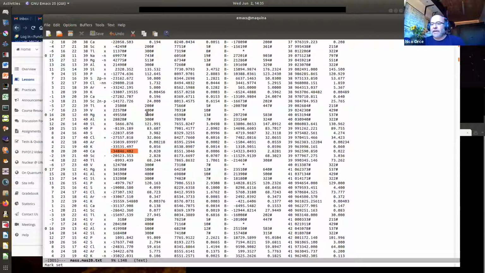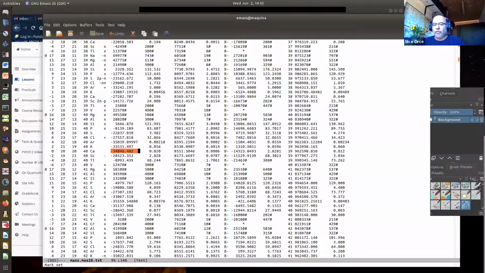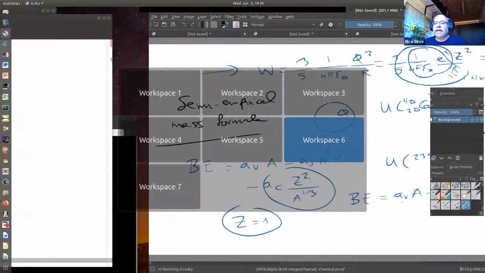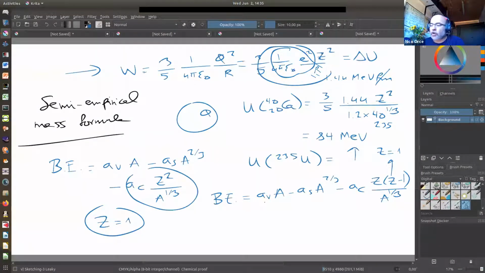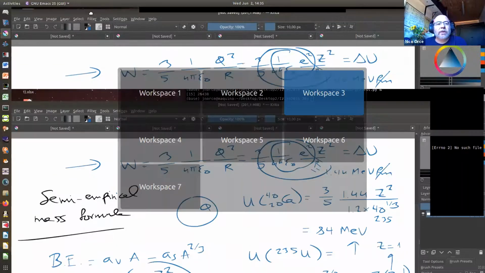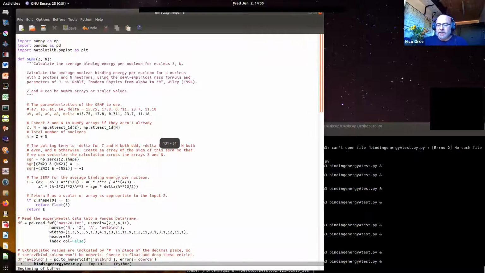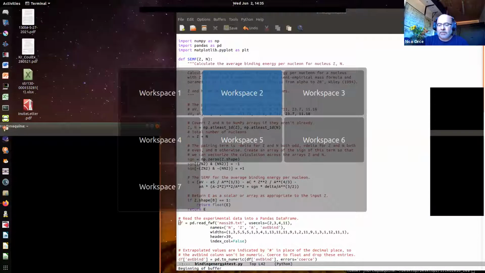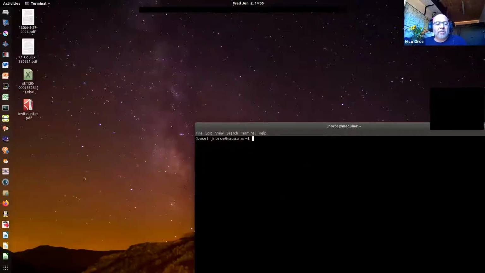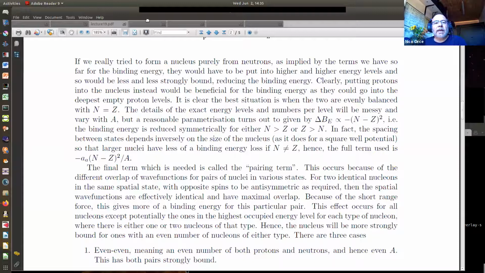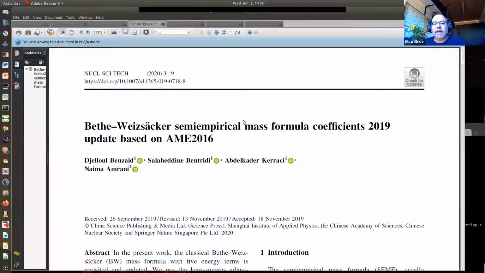As you know, the binding energy is basically applying Einstein's formula, in this case, delta M C squared, right? So now we go up here. I have opened the code right there. And you know, many years of people have been working and getting the latest coefficients for the Bethe-Weizsäcker formula, which is our semi-empirical mass formula.